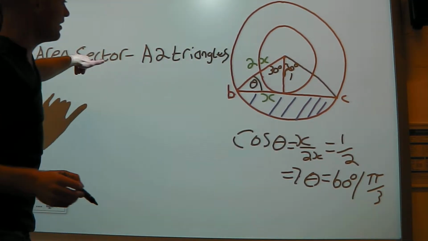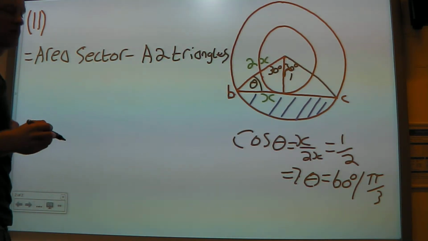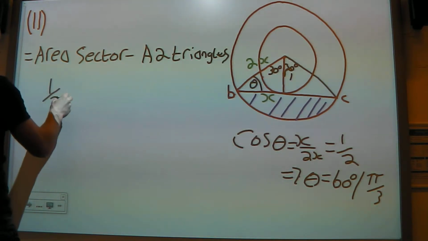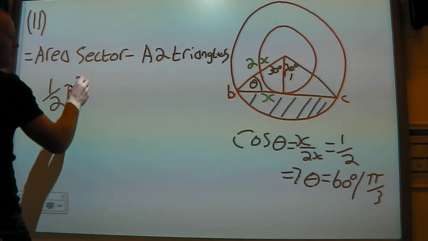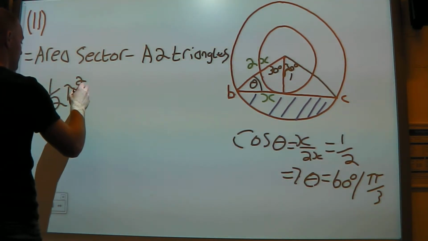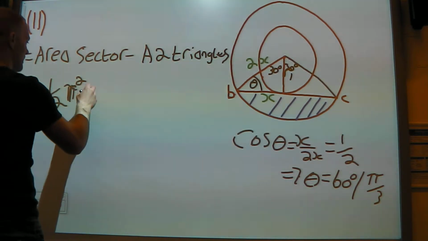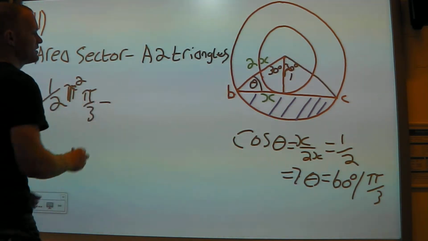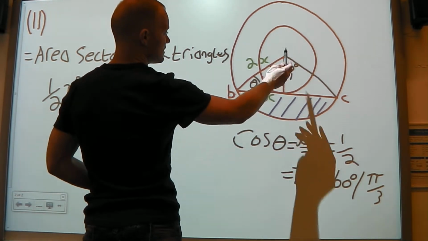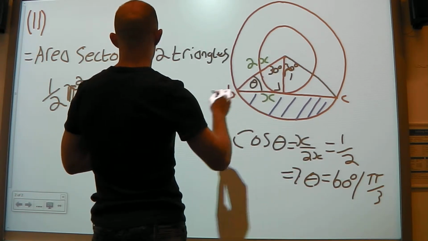Now the formula for the area of a sector is a half r squared theta. Theta in this case is going to be 60 degrees, which is pi over 3. So a half r squared, pi over 3, minus the area of the two triangles. Now the area of these two triangles here is just, if you treat it as one big rectangle, because we've got 90 degrees here, we can do that. It's just R1 times x.